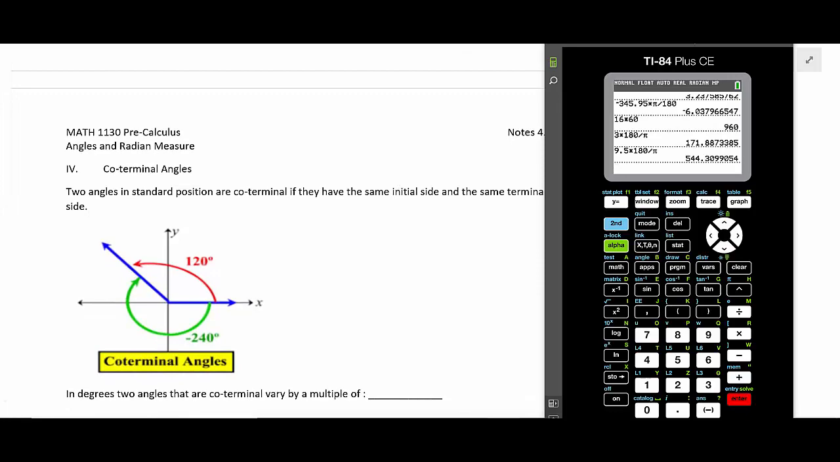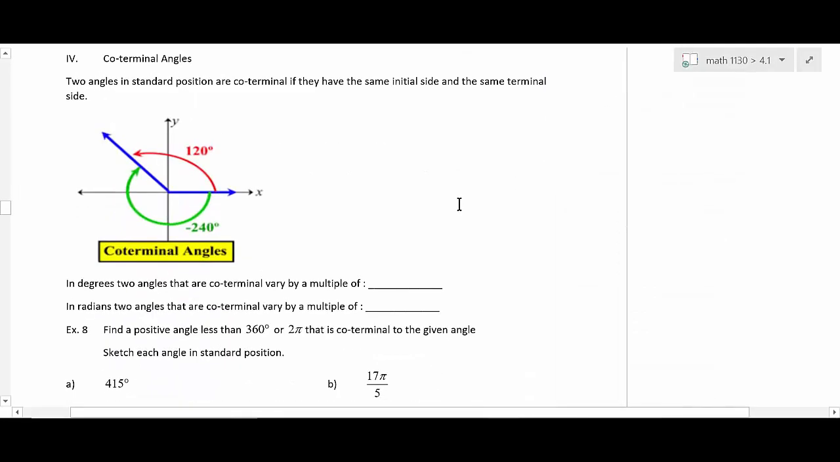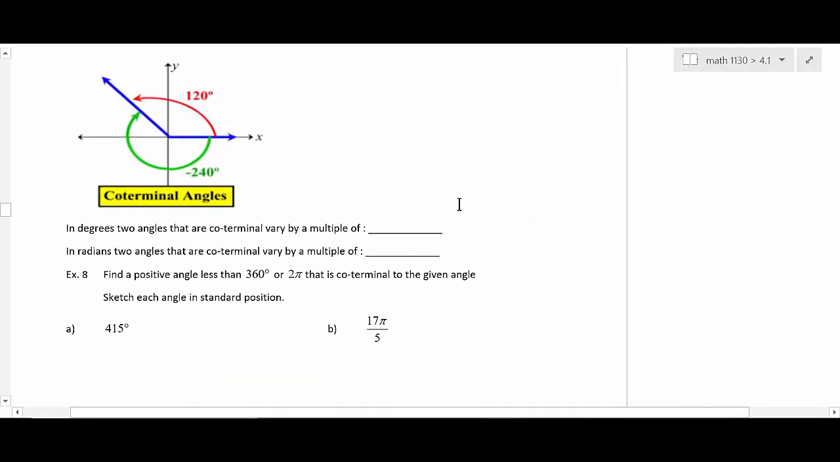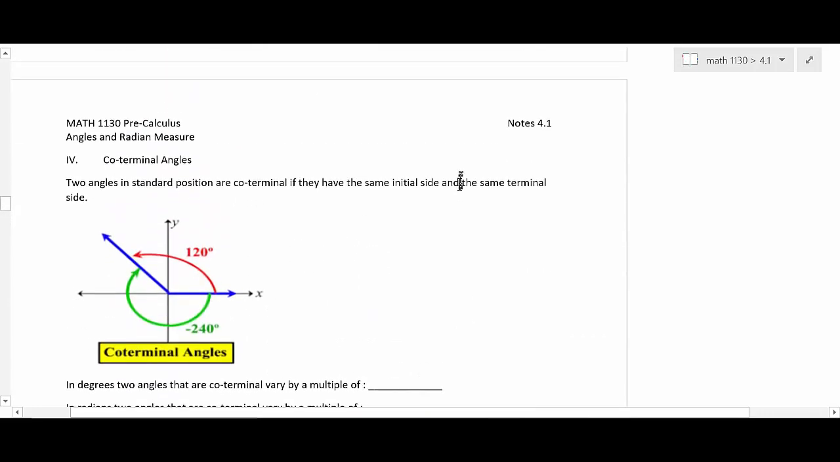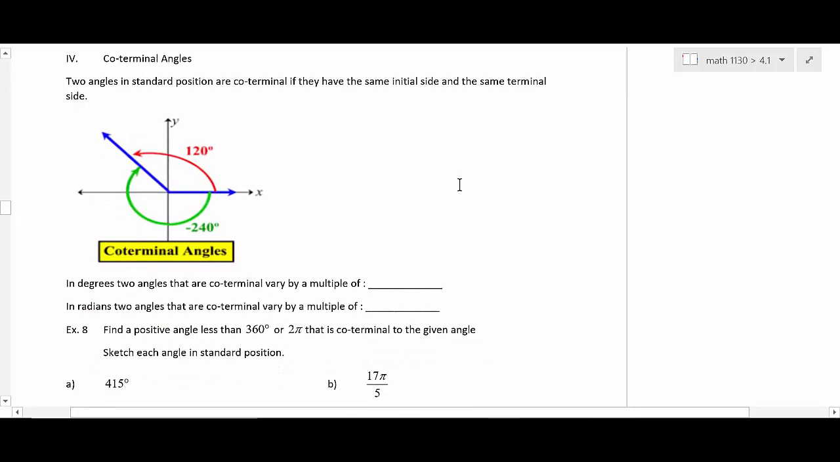Okay, so let's do one more thing, and then we'll take a break. I'm going to talk about what coterminal angles are and run through this idea. What a coterminal angle means is this. It just means if you have 2 angles in standard position, if they have the same initial side, all that means is they start at the same point, and they have the same terminal side, it just means they end at the same point.